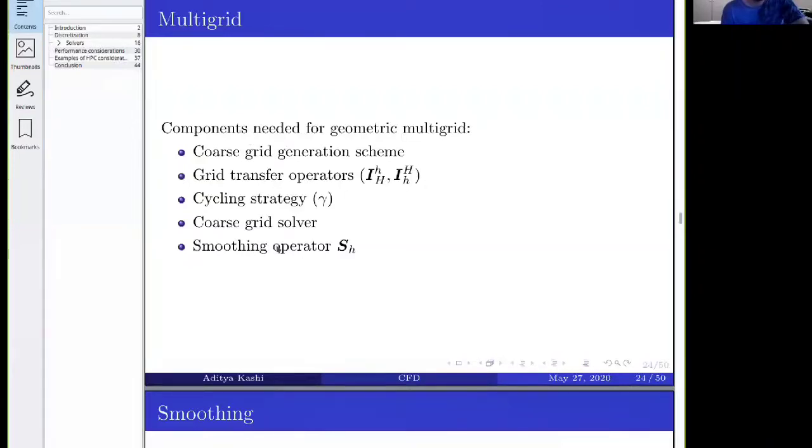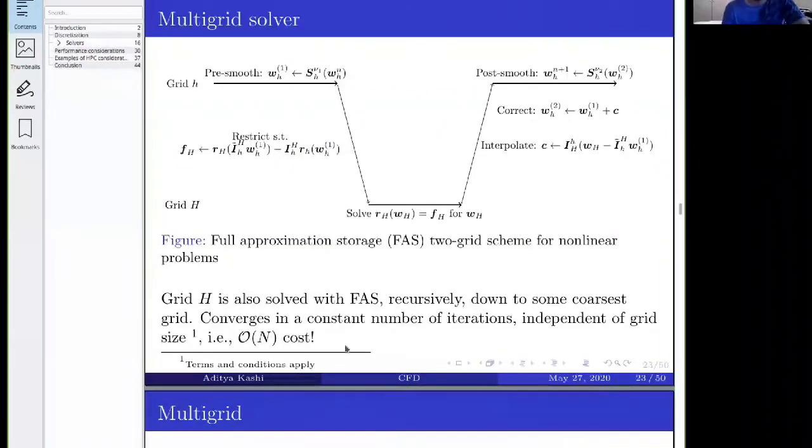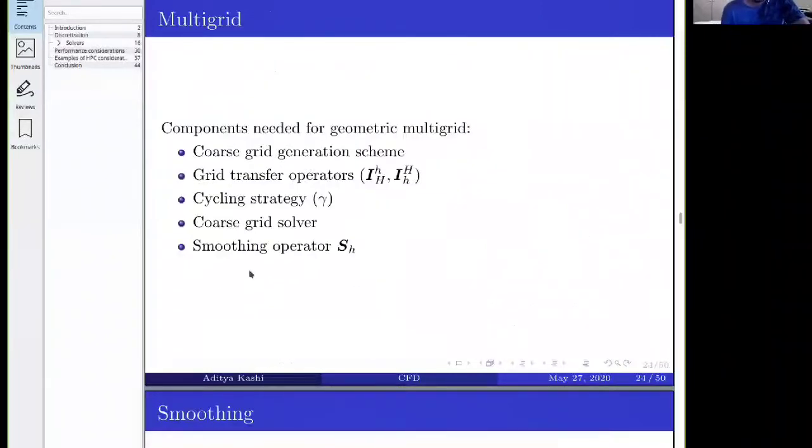We need a cycling strategy. The one that I described was a V cycle. In the sense that we start at the finest level and go down to the coarsest level. Typically, we have many grid levels, and then we come back up all the way. But that's not the only way to do it. There are many different kinds of cycles.